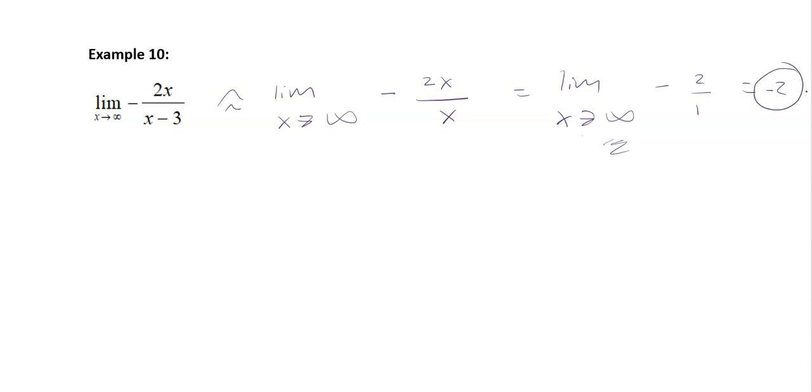And when you learned these as horizontal asymptotes, the degree of the top is 1 and the degree of the bottom is 1. So you just divided the leading coefficients, but you also have to pay attention to that negative outside. So that's another example of finding a limit as x goes to infinity of a rational function.